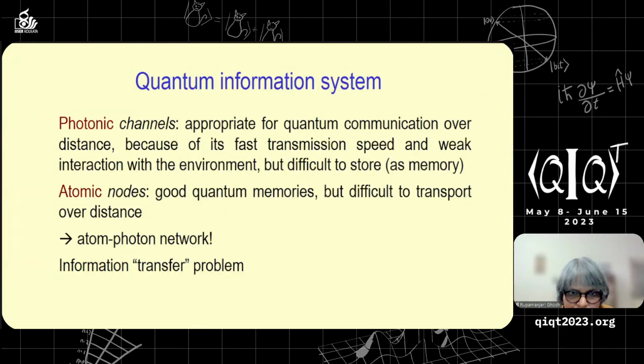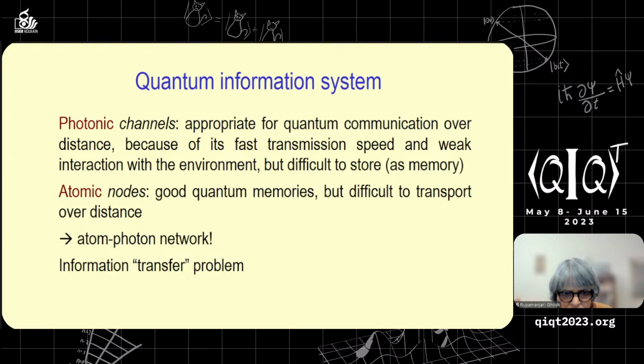What I just talked about is really photonic channels, where through light you send your quantum information, and it's appropriate over distance because photons travel fast and they have weak interaction with the environment, and that's the plus point. But photons are difficult to store as memory, as I pointed out, zero rest mass and so on and so forth. So photonic channels are combined with atomic nodes. These can serve as good quantum memories because they're difficult to transport over distance. So essentially, we are talking about an atom-photon network as our quantum information system.